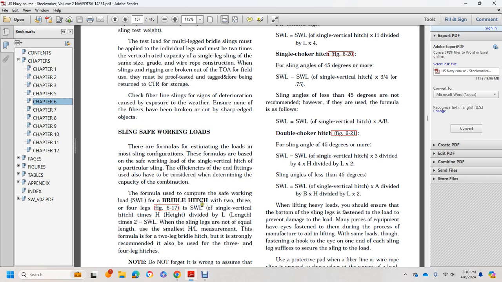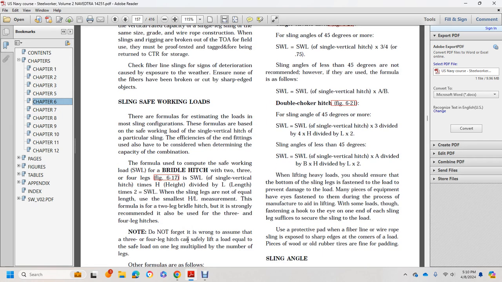Safe working load with a single hitch: the safe working load of a single vertical hitch times 2, times the height divided by the length, when the legs are not equal, using the smallest height and load measurement. The formula for the 2-leg bridle hitch is strongly recommended also for the 3- and 4-legged hitch. Note: do not make the mistake of assuming that a 3- or 4-legged hitch can be safely loaded equally, with the safe load of one leg multiplied by the number of legs.